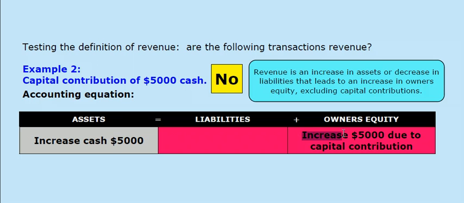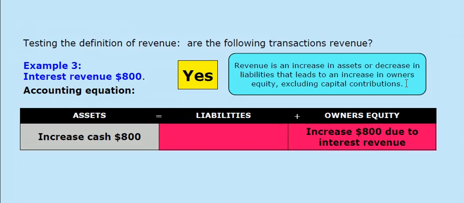And there is an increase in owner's equity, $5,000. However, the $5,000 increase is due to a capital contribution, and the definition of revenue excludes capital contributions. So even though owner's equity goes up, it is not a revenue transaction.